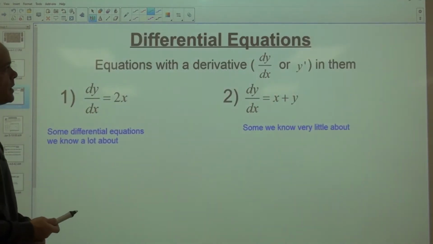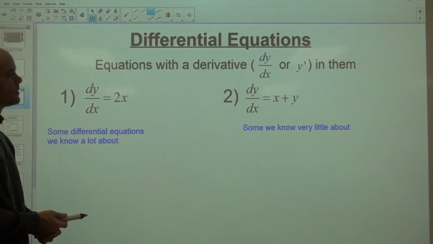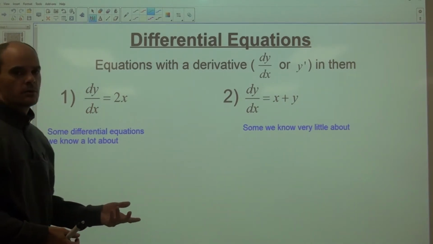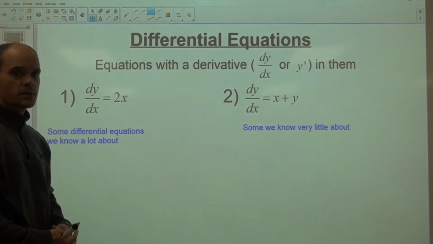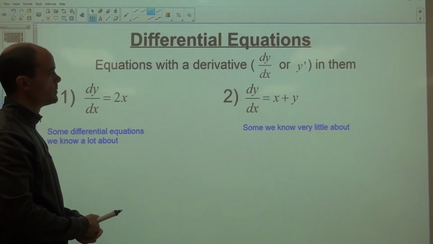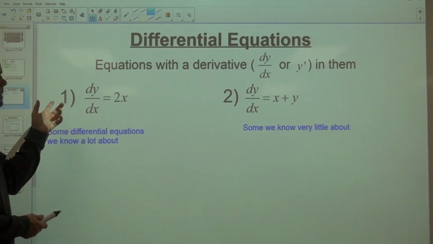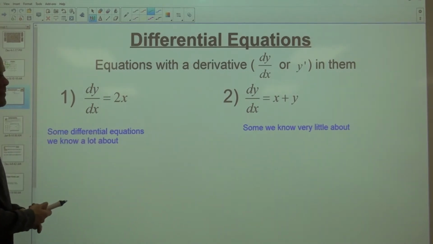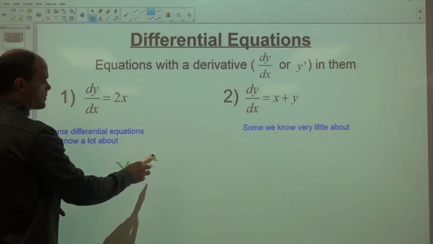Okay, so what are you guys doing today? So really quick, you guys are going to be looking at differential equations for the first time on the slope field lab. Alright, differential equations are just equations with a derivative. So some of these things we know a lot about because we just spent 2 months taking antiderivatives and understanding integrals. So this is an example of one that we know a lot about. Somebody took a derivative and got 2x. Well, we know the equation that came before that. The equation that came before that must have been y equals x squared.